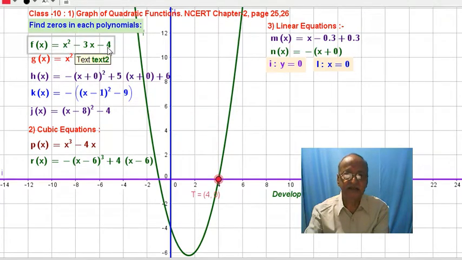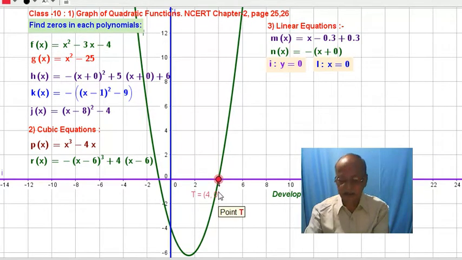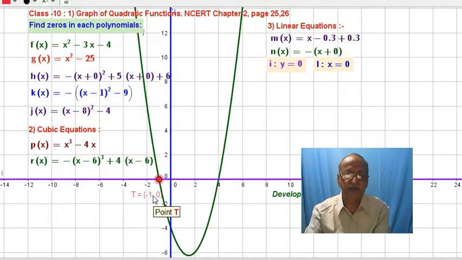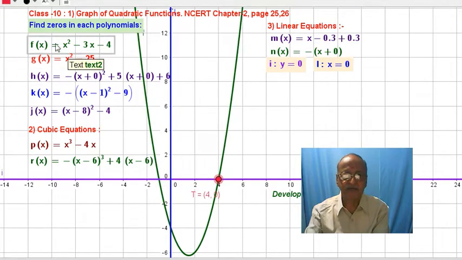in this expression. And let us try first minus 1. We are putting minus 1 in this equation. Then minus 1 whole square is plus 1. Then minus 3 into minus 1 will make it plus 3. So 1 plus 3 is 4, minus 4 is 0. So similarly here also we can calculate the value of this function.